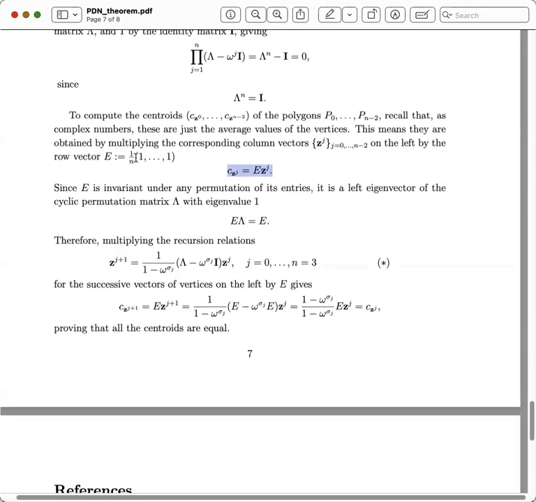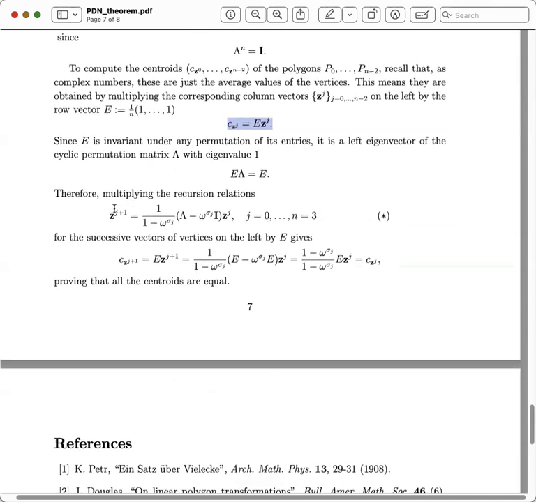This element, because it's all constant entries, all of the entries are equal. That means it's invariant under any permutation, and that means that it's a left eigenvector of the permutation matrix lambda. E times lambda is equal to E. It also is a right eigenvector, but we don't want that. We need the relation E lambda is equal to E. So now let's take the recursion relations that give the j plus 1th vertices in terms of the jth vertices. That's this, and multiply it on the left by E to get our centroids.